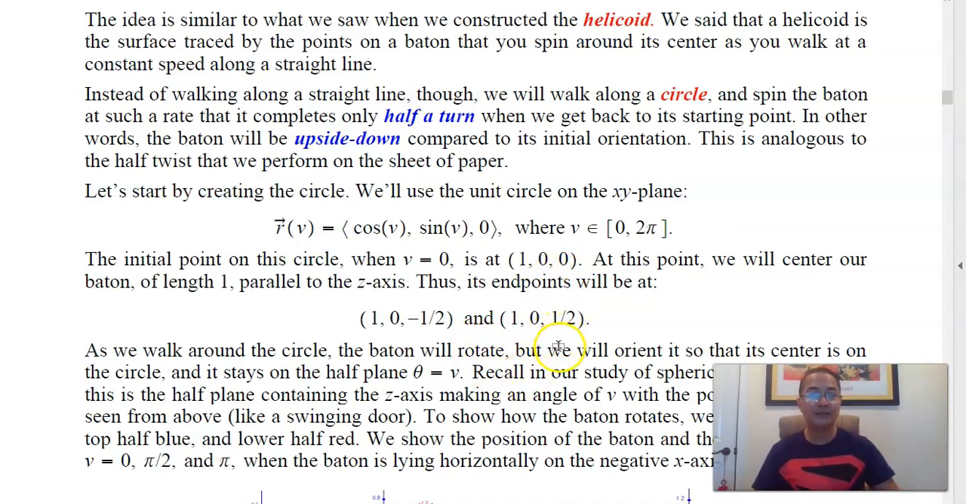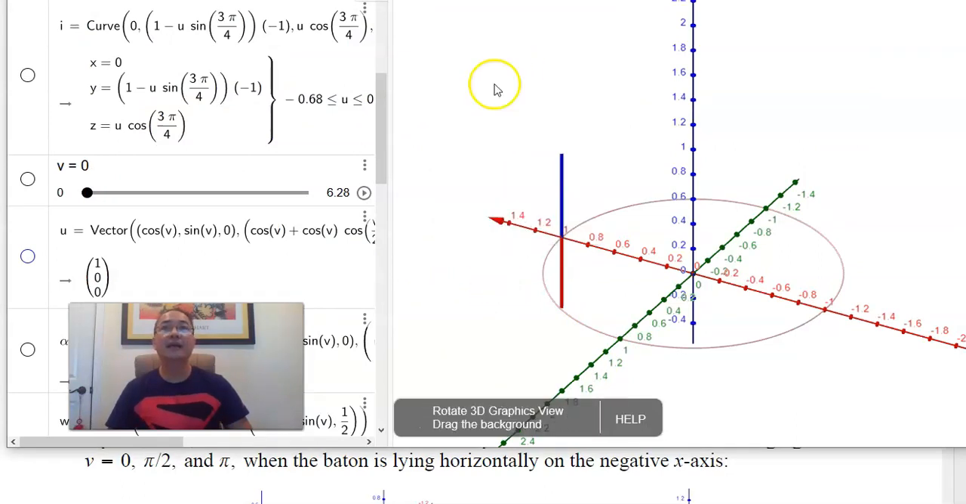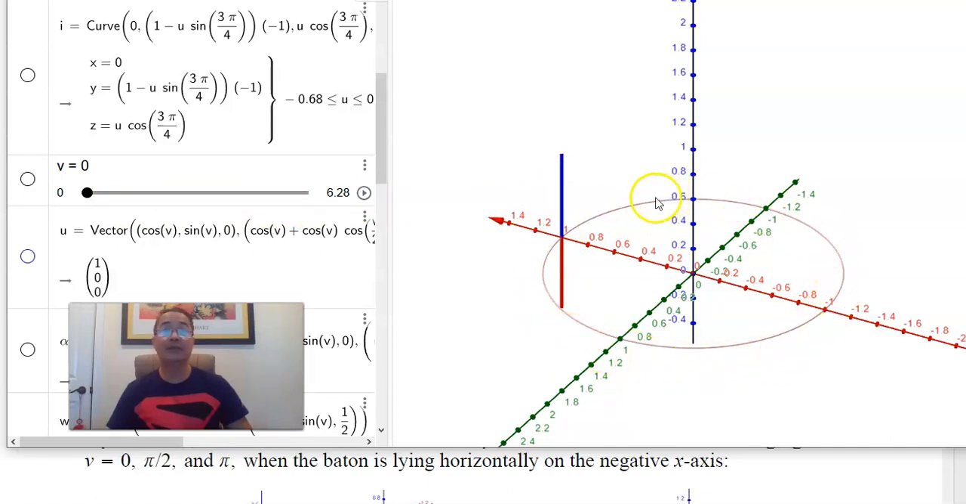Let's go to GeoGebra and show you. Here's what we're going to do. We are going to use this slider, and as we walk around the unit circle on the XY plane, we are going to turn the baton around so that when it gets back to where we started, it's going to be upside down. Remember how when we made that Mobius strip, instead of attaching the edges like this, I gave it a half twist? This is the equivalent of making that half twist. So I'm going to play the slider. Here we go.